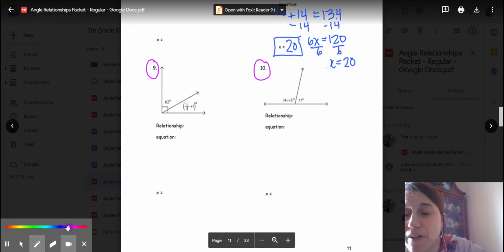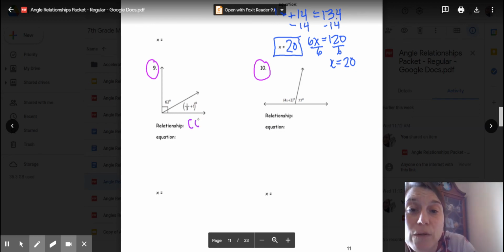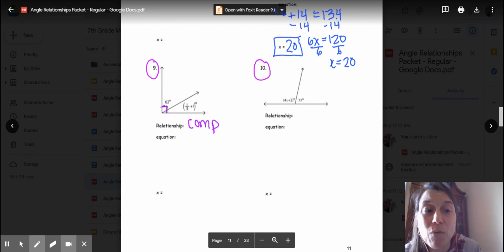All right, well, number 9 is a lot like 7 and 10 in that when you write the equation, you have to simplify first. It's just number 9 is kind of weird because it has the division, and I know that makes you uncomfortable. So let's look at number 9. So number 9, the relationship is complementary. I know it's complementary because I see this box here, and that means that it makes a corner, and ones that make a corner are complementary.